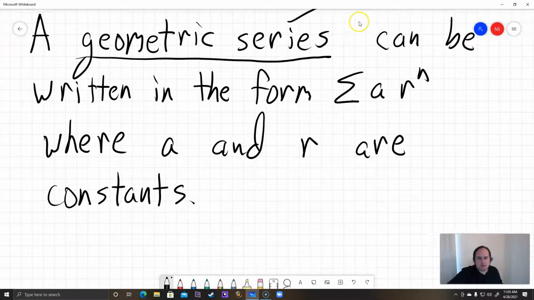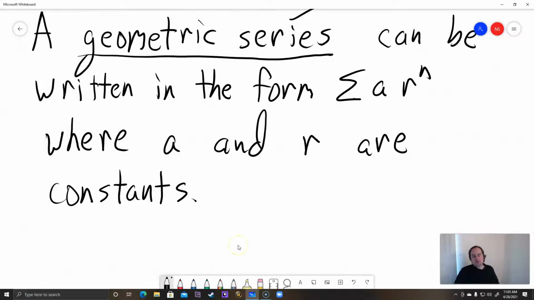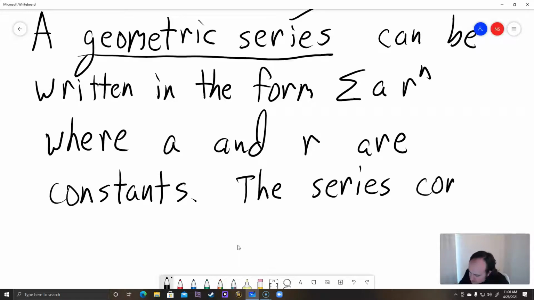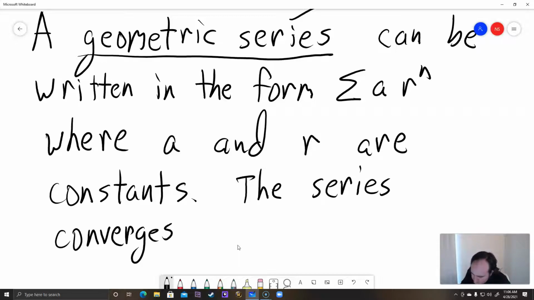Now, what can we do with this? Well, it turns out that if it's a geometric series, there's a nice formula for calculating the value of the series' sum. But the series only converges if the absolute value of r is less than 1. So that's an important thing to know. A geometric series converges if the absolute value of r is less than 1.